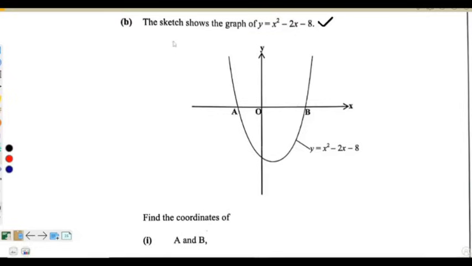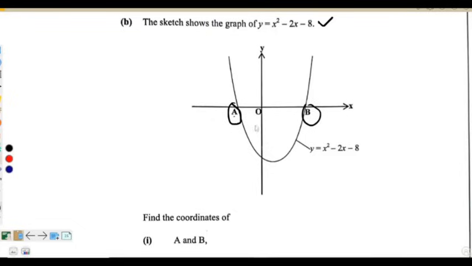This is question B. The sketch shows the graph of y is equal to x squared minus 2x minus 8. So this is the graph. Find the coordinates of A and B. We have point A and we have point B, so they want us to find the coordinates of these points.